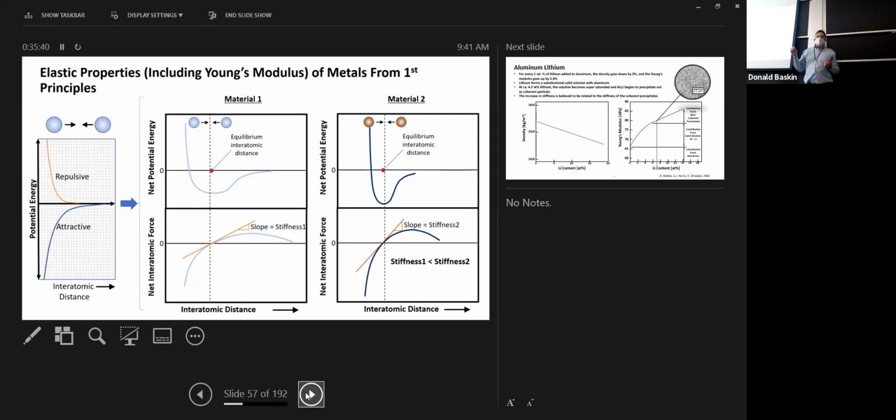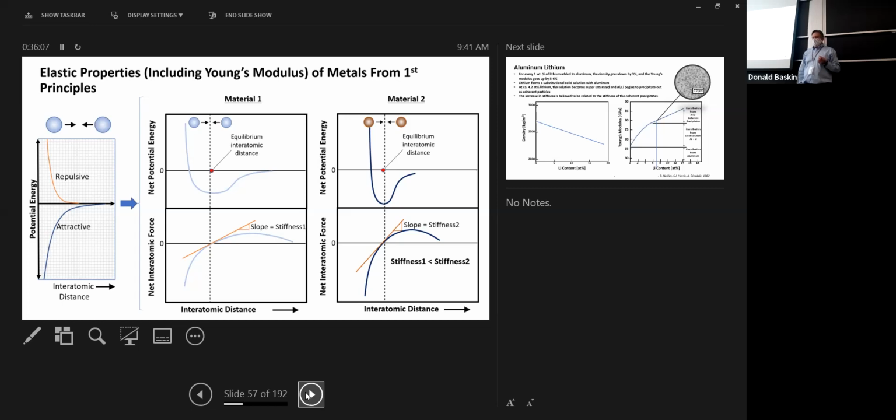The amount of force that it takes to pull those atoms apart or push them together is related to the Young's modulus, the stiffness of the material. The slope of this line is closely related to the Young's modulus. So this gives us hope as material scientists that maybe we can design materials that have higher stiffness.